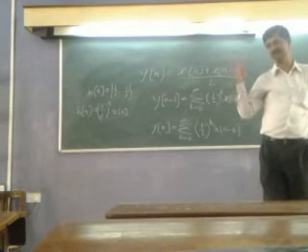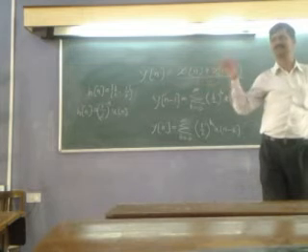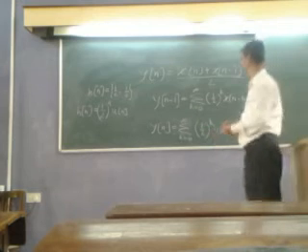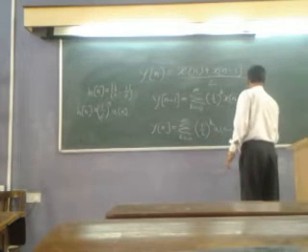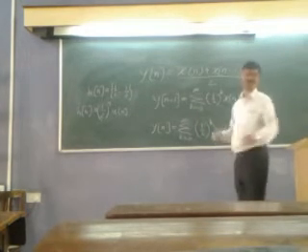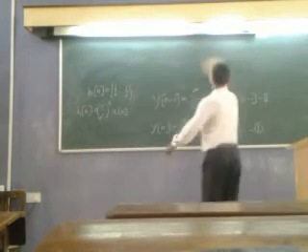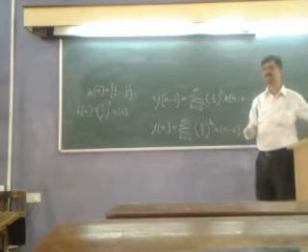f of x plus h minus f of x upon h as h tends to 0. First principle. So this is equation 1, this is equation 2. So 1 minus 2 gives us y equal to x n plus y minus 2. 1 minus 2, what does it give?